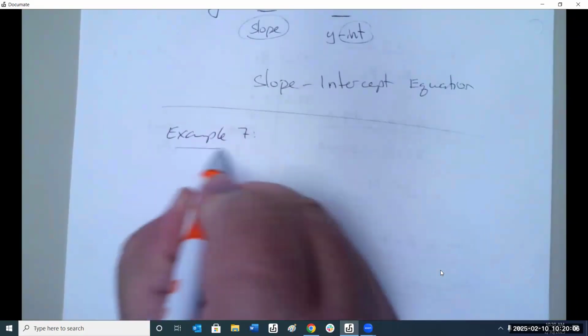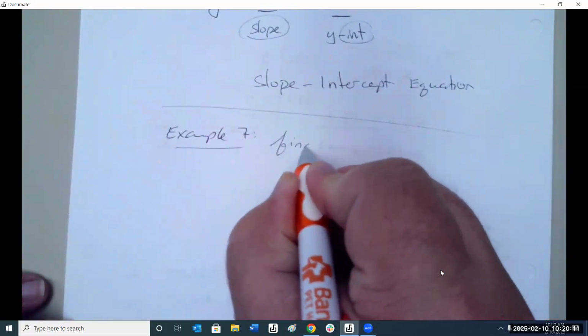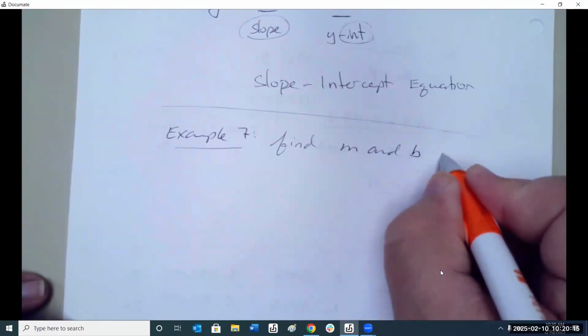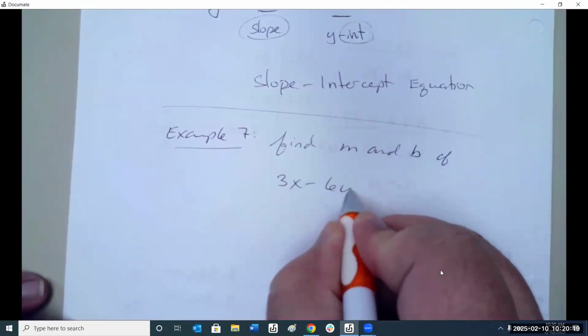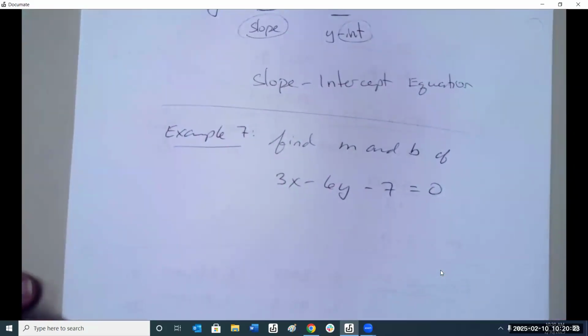Example 7. Find M and B of 3x minus 6y minus 7 equals 0.